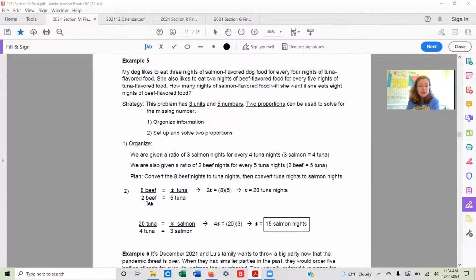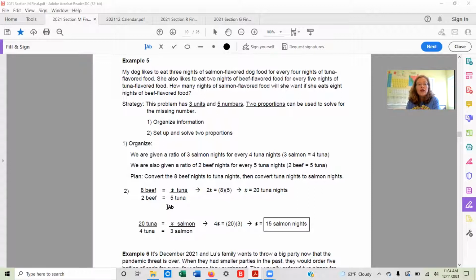Directly underneath it, I'm going to put the same unit. This time it's 2 beef. And I'm getting that from the information in the passage. The 2 beef is equal to 5 tuna. And what I've created then are 2 lovely looking proportions, or 2 lovely fractions equal to each other.